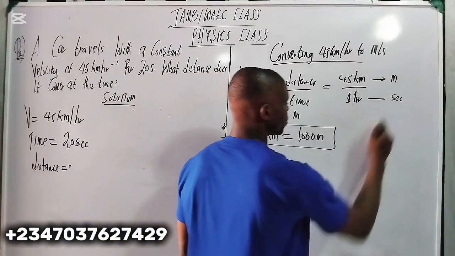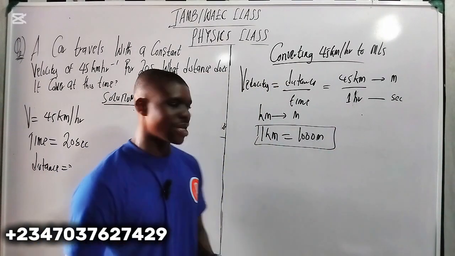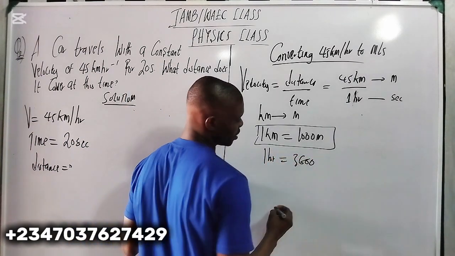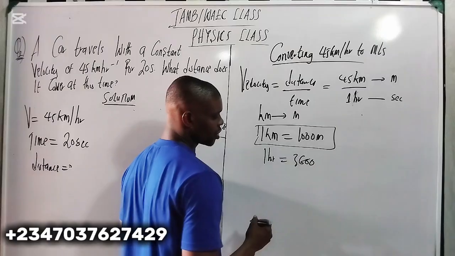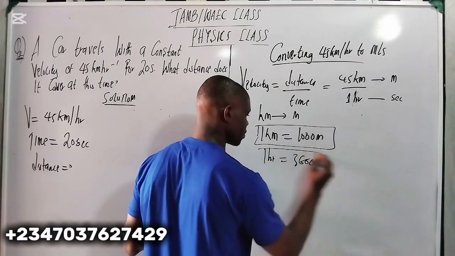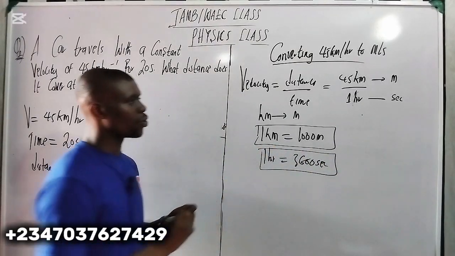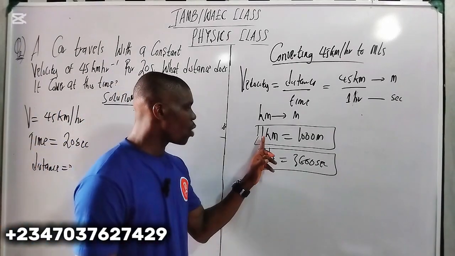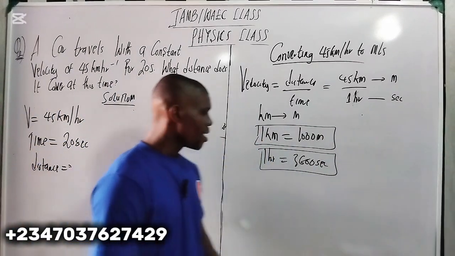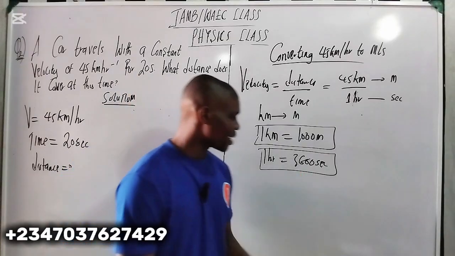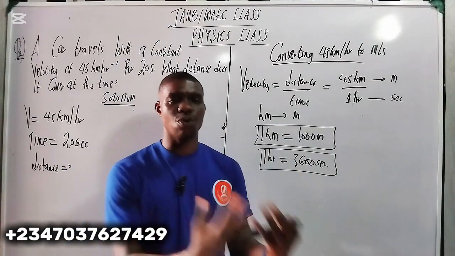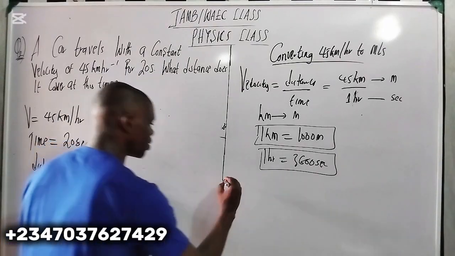Then from hours to seconds: for every 1 hour, you have 3,600 seconds. This is what you are now going to use in your unit conversion. So for every 1 kilometer, you have 1,000 meter, and for every 1 hour, you have 3,600 seconds. So how do you do the unit conversion? How do you convert it? So here now I have the velocity.